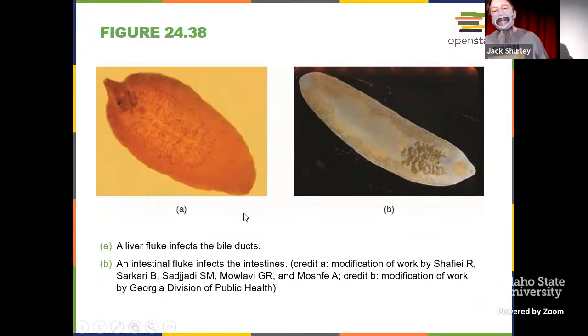These next guys, these are types of flukes. So another type of flatworm, liver flukes. We've got a couple of different ones here, so liver and intestinal. Fasciola hepatica is the liver fluke. And these guys take up residence within the bile duct of the liver.